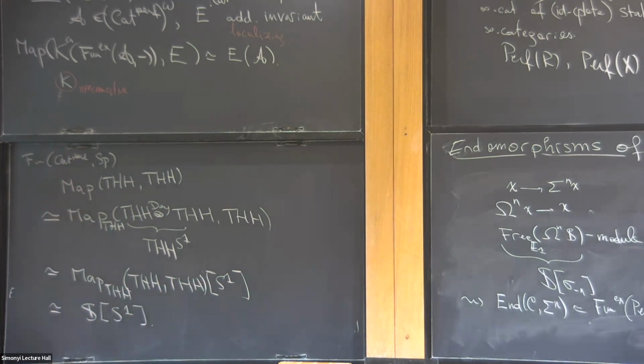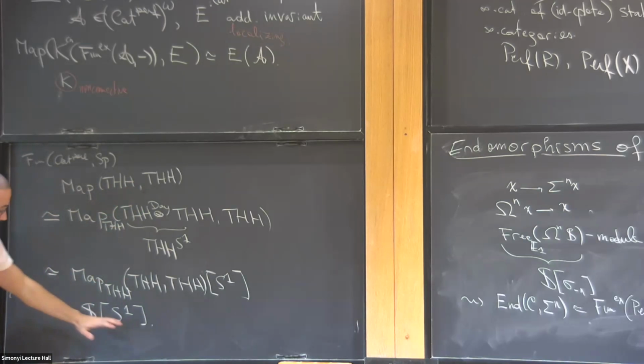And because you've been careful about the S1 action before, this S1 action is exactly the one you expect. An S1 action is the same thing as an action of the spherical group ring of S1 on your thing. And so this has a canonical map to here. And the claim is that this is an equivalence. So the only endomorphisms of THH are the S1 action and the obvious linear combinations of those.